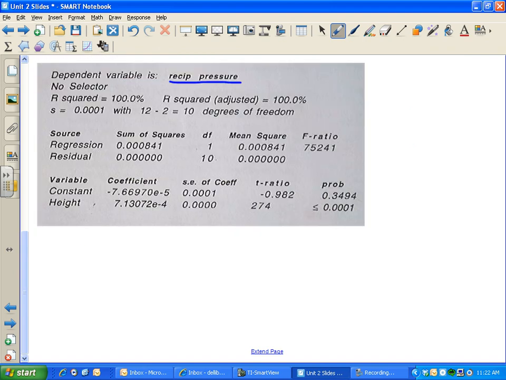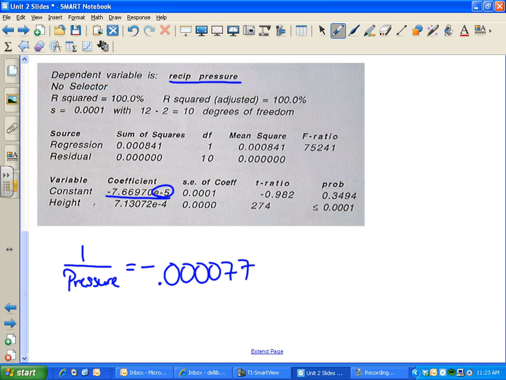So I'm going to have 1 over pressure. That's my y variable equals. Now I need my y-intercept. Remember, that's my constant. Be real careful to watch out for that scientific notation. So I have a negative 0.000007. I'll just round that off to 77.